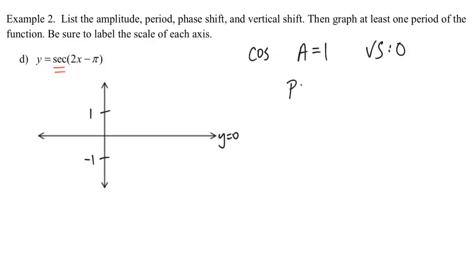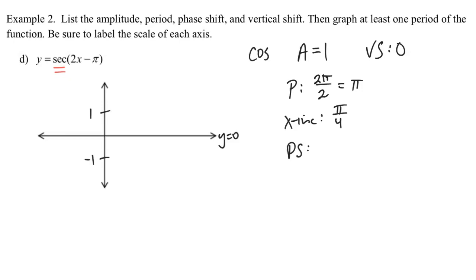The period is going to be 2 pi divided by b, which in this case is 2, and so that will reduce to pi. Remember, that's helpful because it helps me find my x increment, which is period divided by 4, so just pi over 4 in this particular case.